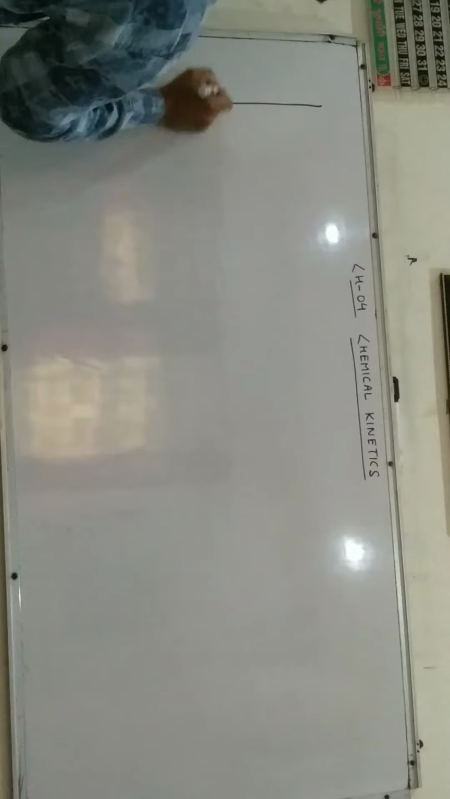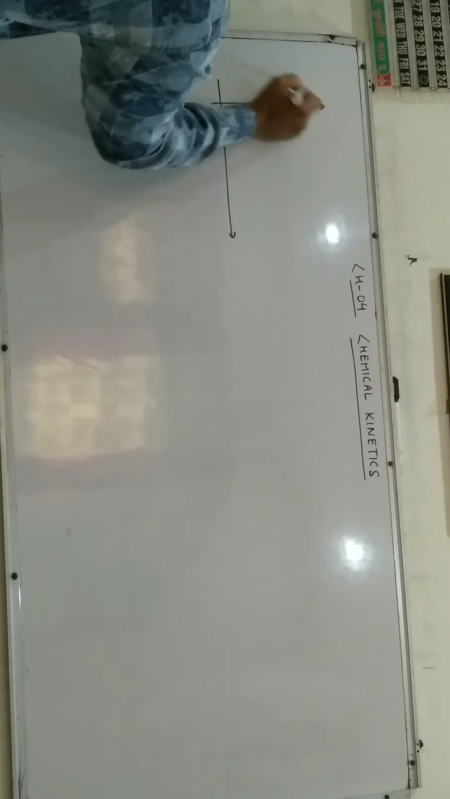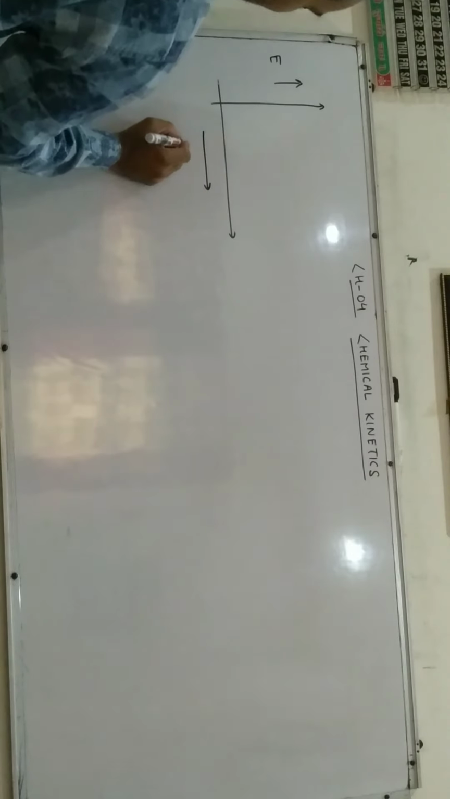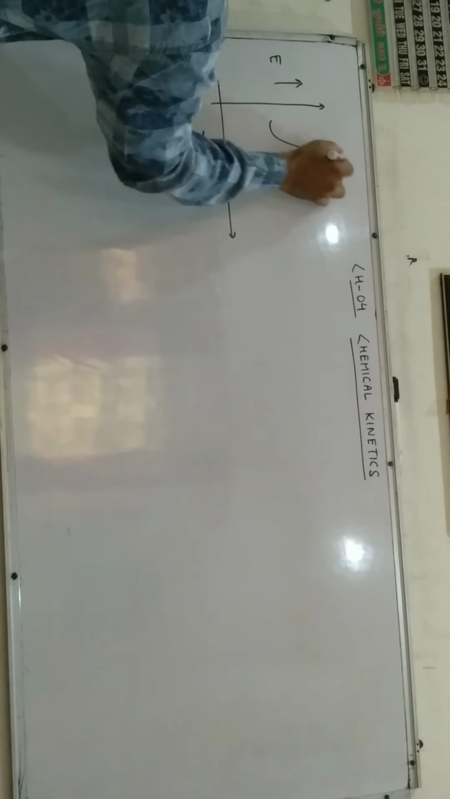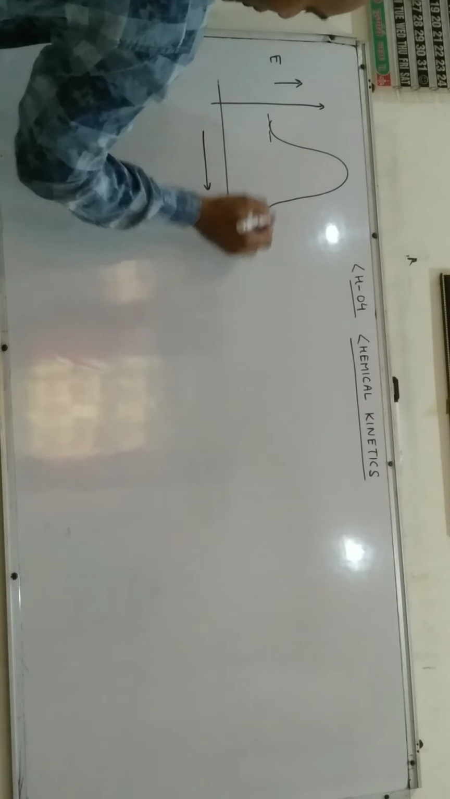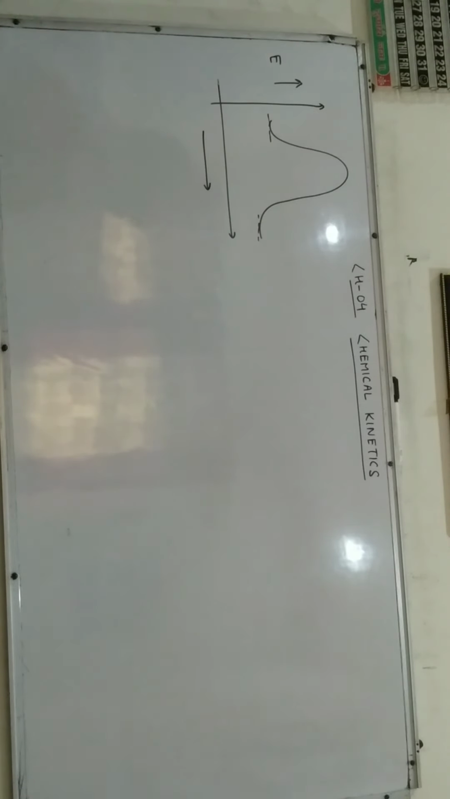Suppose we are plotting the graph between the energy and the progress of reaction. We will obtain this type of graph. This type of graph is obtained when there is no catalyst.